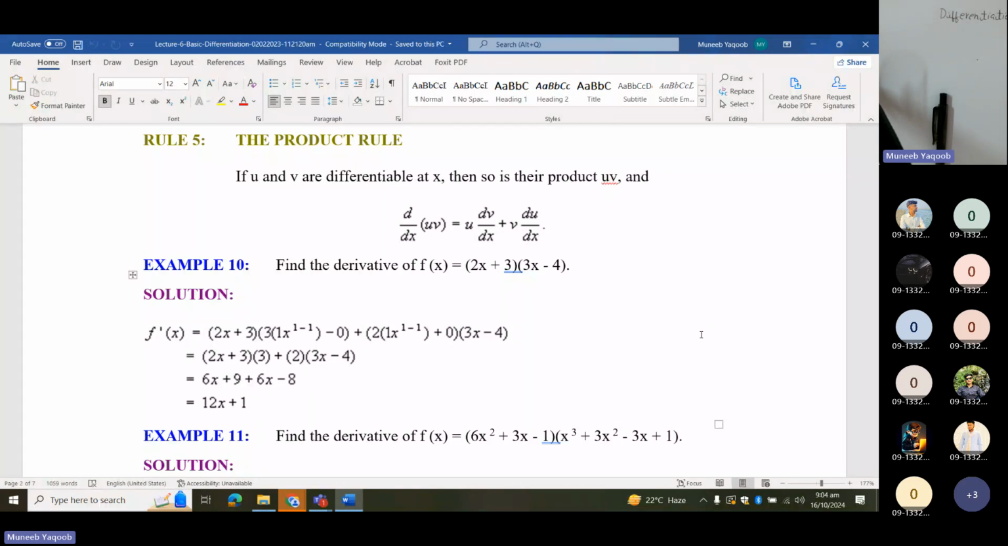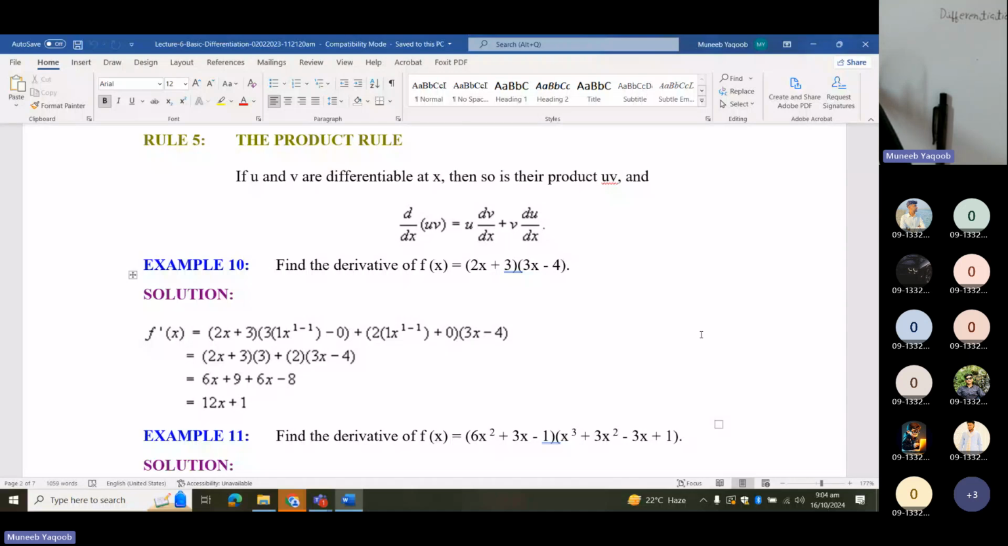So overall, the derivative f prime of x is 12x plus 1. So this is a very simple way how to calculate the derivative of a product. We calculate the derivative of one function and we multiply it with the other function. Then we will write plus, and then we will calculate the derivative of the other function and we will multiply it with the simple first function.